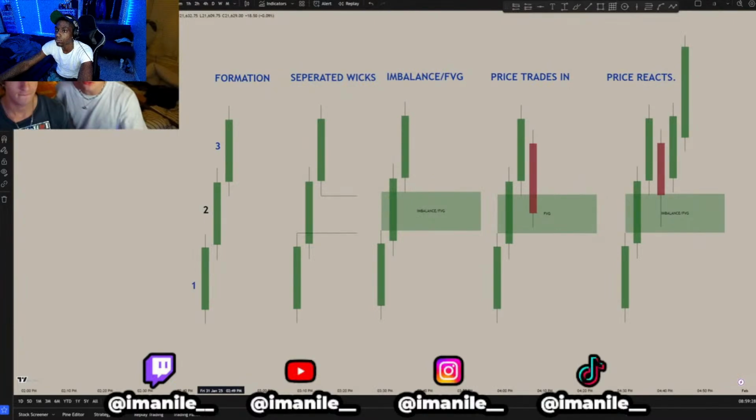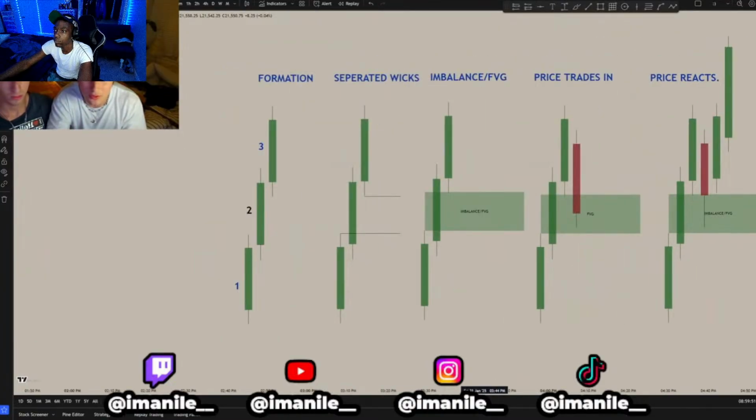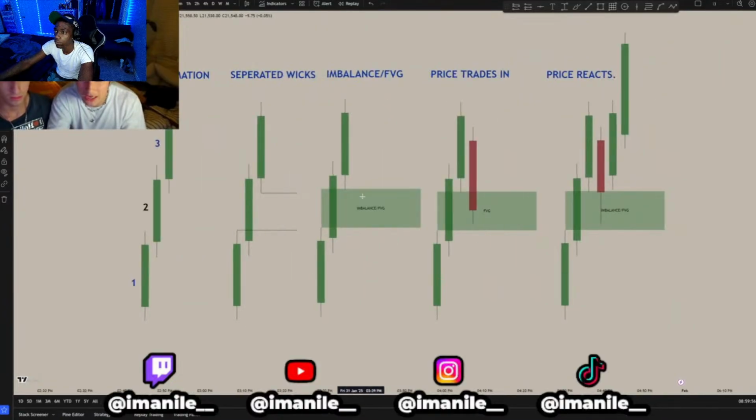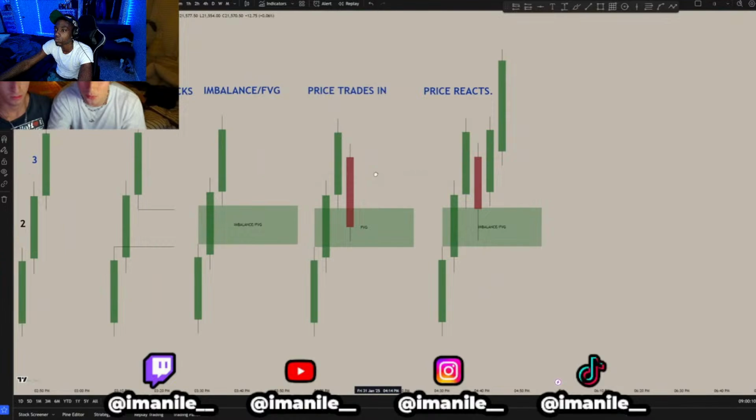Here we're talking about in a bullish sense. What happens is you have those separated wicks between candles 1 and 3. You can see that the high of candle 1 and the low of candle 3, both of these wicks do not meet. And you can see that right here, right? Unlike this, where they're overlapping, right here, they are not overlapping. Third, you have the actual imbalance or fair value gap. So once you can identify that these wicks are not meeting, you can mark out this actual imbalance or fair value gap. Price will typically trade into these levels, which you can see illustrated here with the red candle trading into this fair value gap.